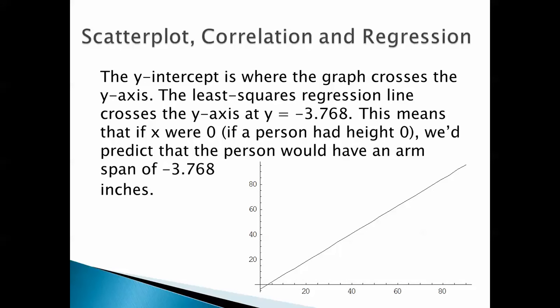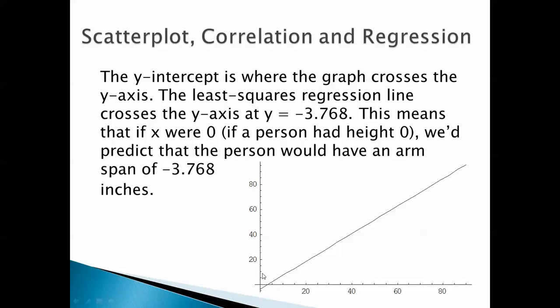The y-intercept is where the graph crosses the y-axis. So here you can see it down here. Here's where the graph crosses the y-axis. The least squares regression line crosses the y-axis at y equals negative 3.768, so just down here.